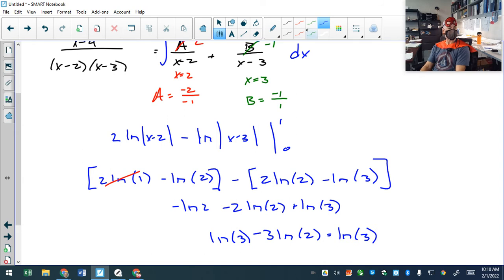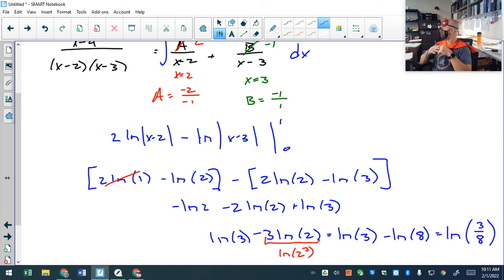Good. 3 times the natural log of 2 is the same thing as the natural log of 2 cubed. So they could turn that into natural log of 3 minus the natural log of 8. And they very, very frequently do. But wait, there's more. One last little step. We could combine that. We are now subtracting 2 logs. We could combine that into the log of the quotient of their arguments. So just little annoying things that you have to be ready and comfortable doing.